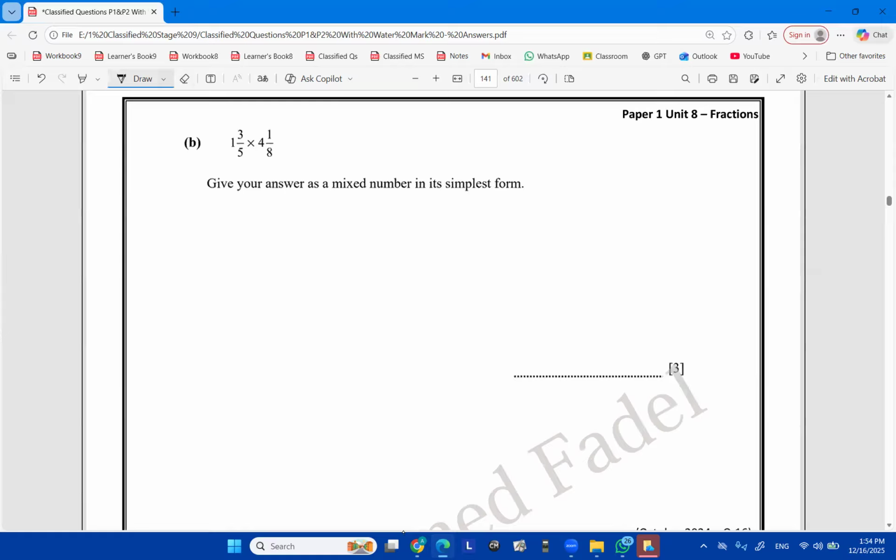Convert into an improper fraction. 5 times 1 is 5, plus 3 is 8 over 5. Times 8 times 4 is 32, and 1 is 33 over 8. Bye-bye, bye-bye. Divided by 8 is 1, divided by 8 is 1. Here is 33 over 5. Converted into a mixed number, the denominator stays as it is. How many 5s are in 33? 6, remainder 3.